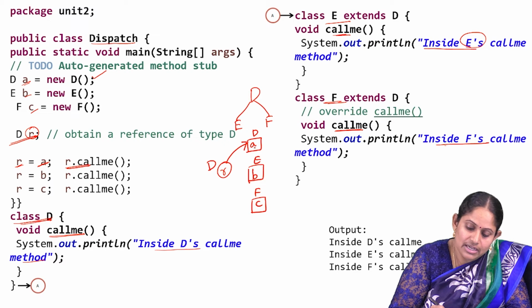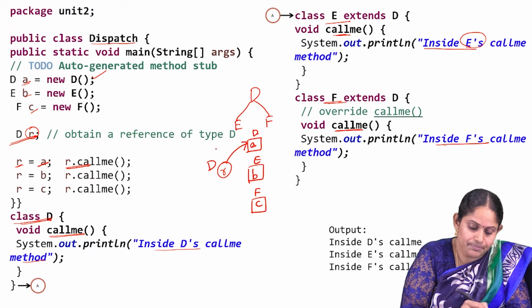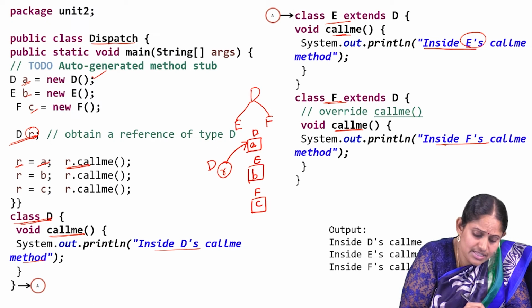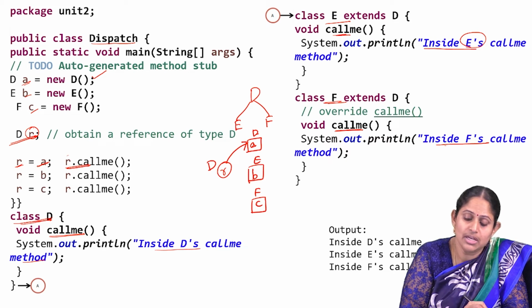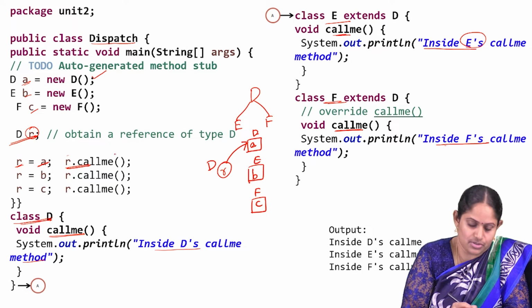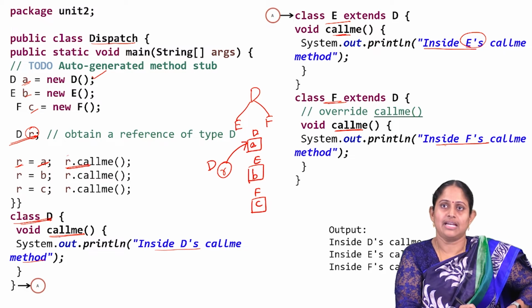Okay, so A is of class type D, right? A is of class type D. So which method will be invoked? The callme method of D will be invoked. Even though R is of type D, using R we are pointing to the D object only, so there is no issue here. So it will definitely invoke the callme method of class D.